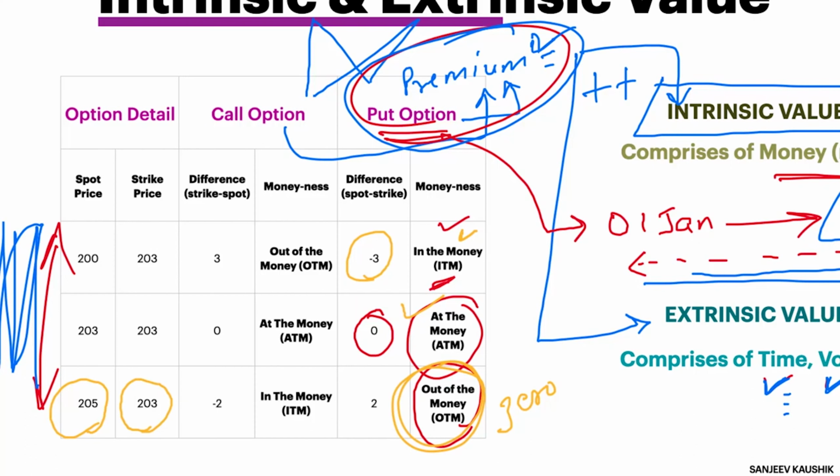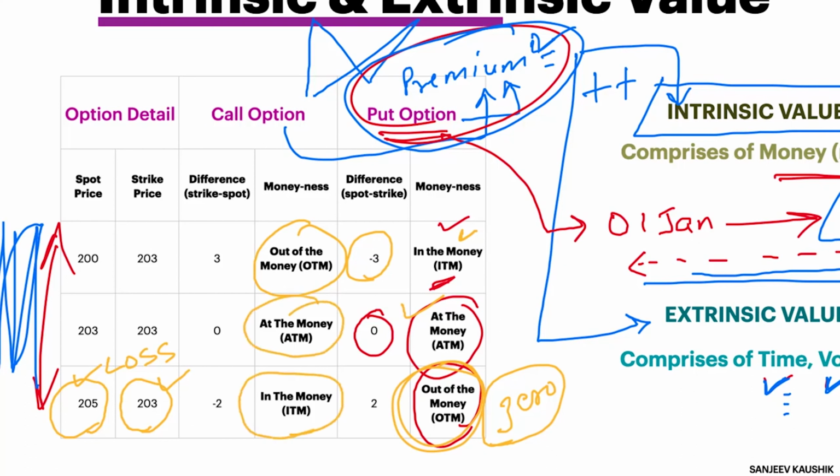So why would he want to sell his stock at a loss? This is a loss, right? If it is currently trading at 205, he might as well sell it in the market rather than exercising his put option to sell at $203, and therefore this option's intrinsic value is 0. Same is the case with call options. Out of the money options will have 0 intrinsic value. At the money, usually it's 0, and it's only in the money case where the intrinsic value is not equal to 0 and is actually greater than 0.